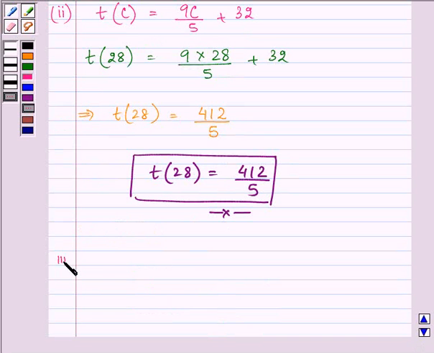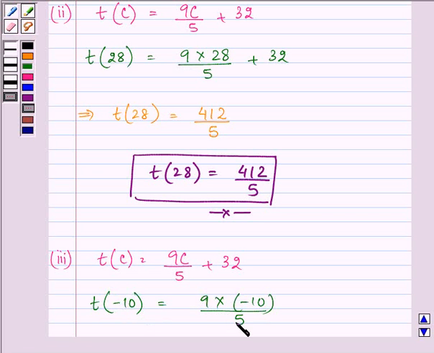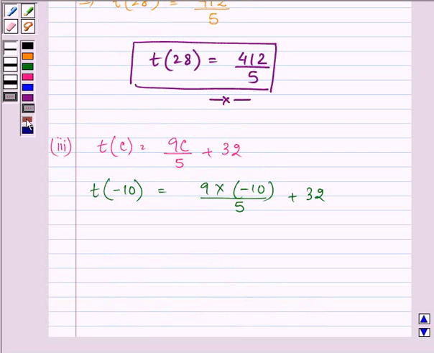Proceeding on with the third part. Again, we need to write the function once again. And then we'll substitute the value now as minus 10. So 9 multiplied by minus 10 divided by 5 plus 32. On simplification, we have the value of the function when the value of C is taken as minus 10, that is 14.